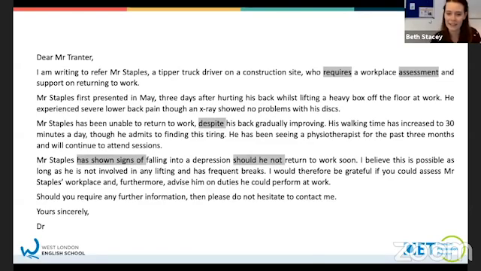"Should he not". Now this is lovely. You know, well, it's not lovely. Falling into a depression, should he not return to work soon? And this is a conditional. Instead of saying, if he does not return to work, that's basically exactly what it means. Mr. Staples has shown signs of falling into a depression if he does not return to work soon. By changing that to a should, it's made it shorter, it's made it very clear, it's made it more formal. So again, you're getting marks in conciseness and clarity and in genre and style.